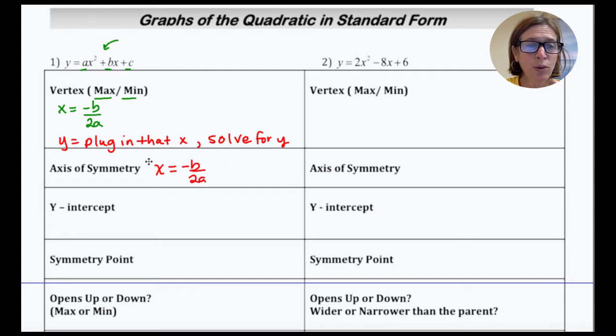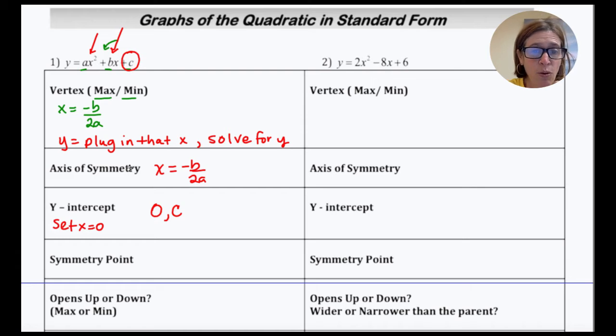All right, what's really cool here is the y-intercept. So remember, for the y-intercept, we set x equal to 0 and solve for y. If we do that, this becomes 0, this becomes 0. So I'm always going to end up with the constant. So what's really cool about the standard form equation is that I can see the y-intercept just by looking at it. So it's going to always be 0 comma c.